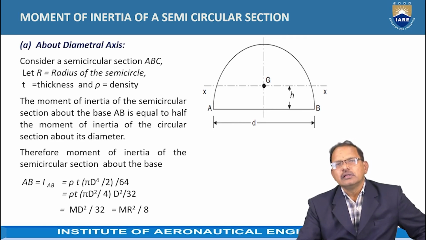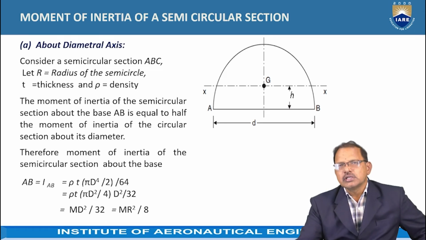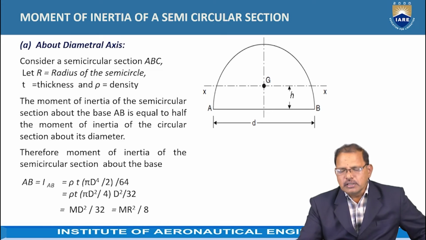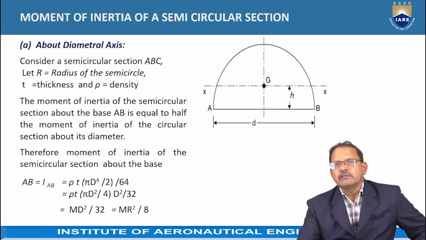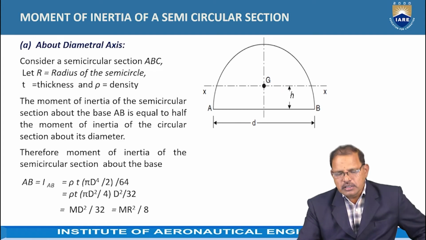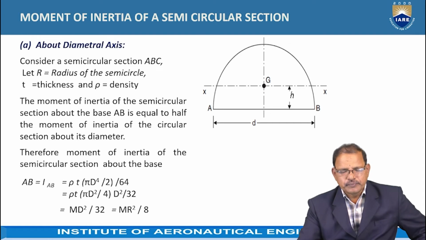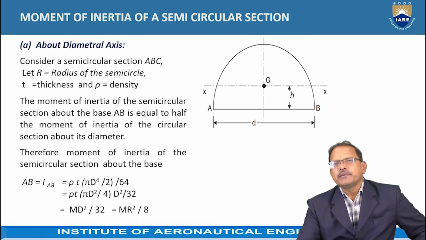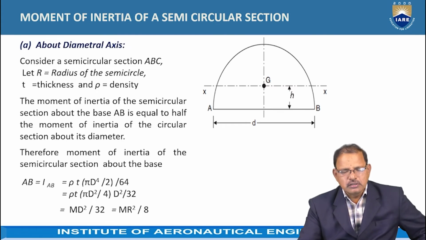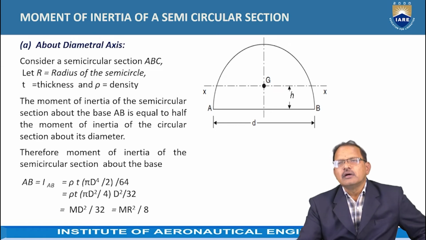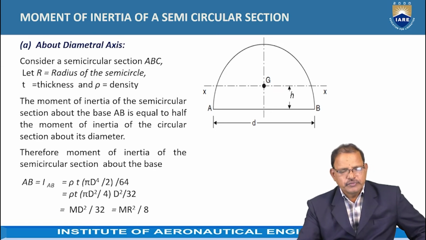Similarly, the moment of inertia of a semicircular section plate. Here we have to determine the mass moment of inertia of the semicircular plate about the diameter AB. Let capital R represent the radius of the semicircle, t the uniform thickness of the plate, and rho the density of the material.